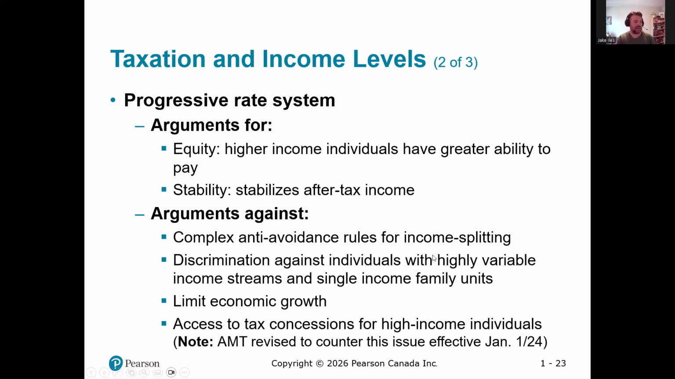Another argument against is discrimination against individuals with highly variable income streams and single family units. If I have a business and I make a little bit of money each year, and then I have a really good year and it goes up like this, I might end up paying more taxes than someone who has a standard amount of income each year, because I pay a little tax, and then a lot of tax, whereas someone else is in just this mid-range tax. Not everyone has stabilized incomes.